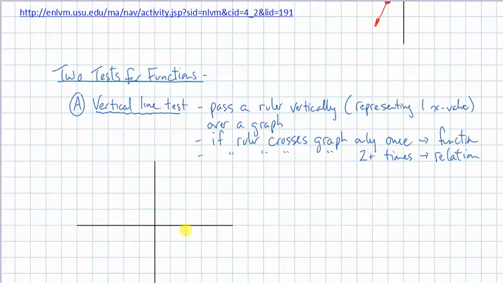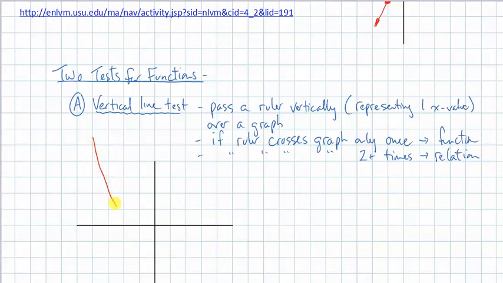Over here, x is 2 all the time. So you see that by considering a vertical line idea, I'm controlling one input value, or 1x. And our rule for function was 1x leads to one y value.